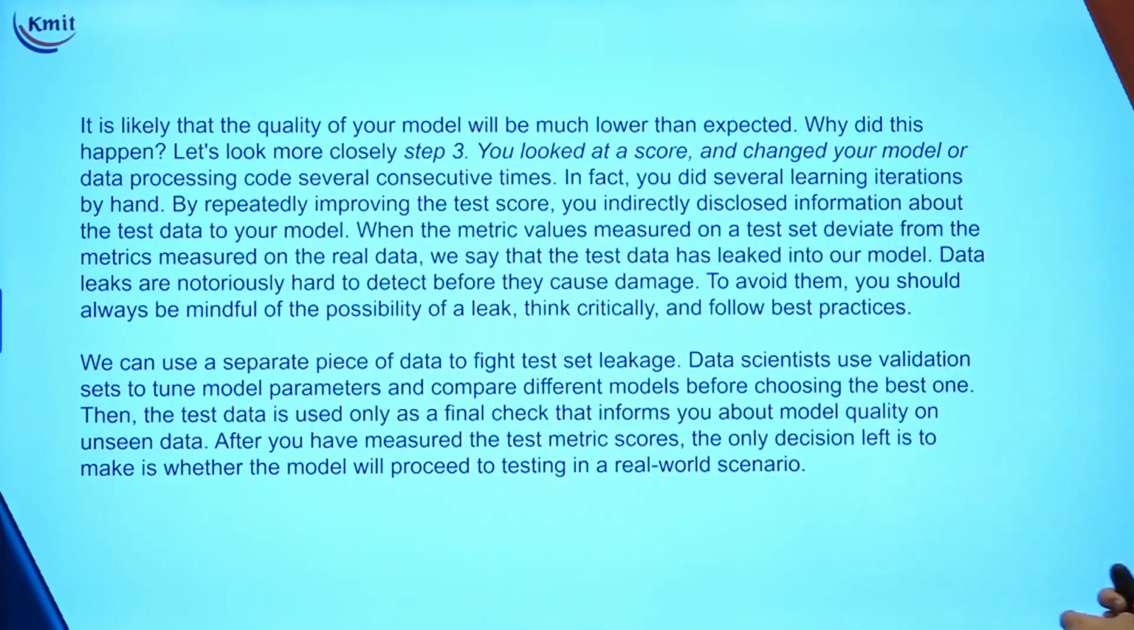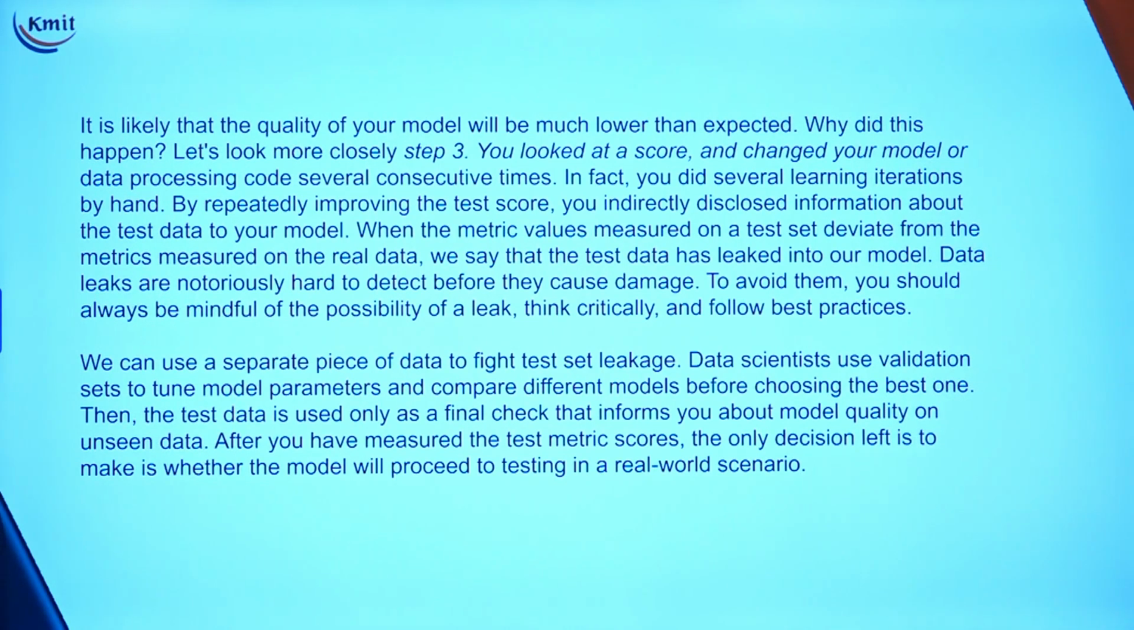When the metric values measured on a test data set deviate from the metric on the real data set, we say that the test data has leaked into our model. This is the biggest problem. Data leaks are notoriously hard to detect because they cause a lot of damage. To avoid that, you should be mindful, think critically and follow best practices.